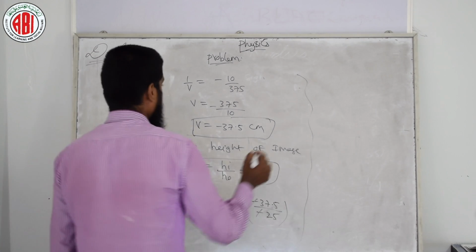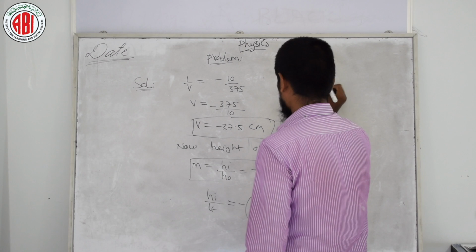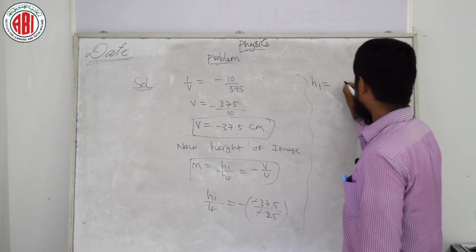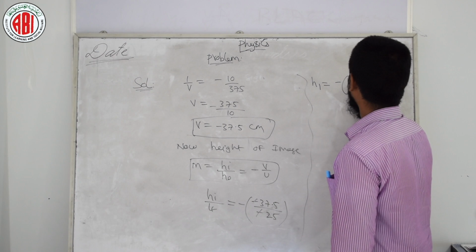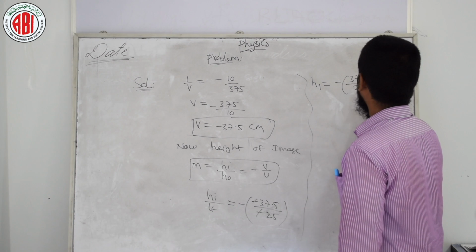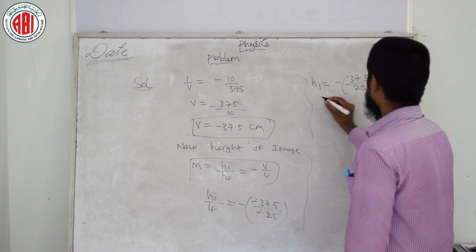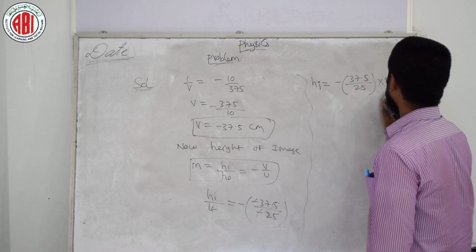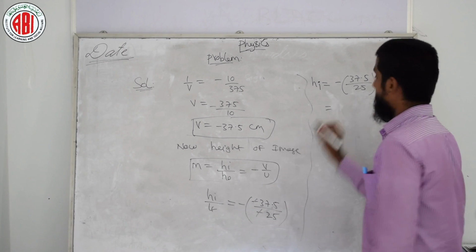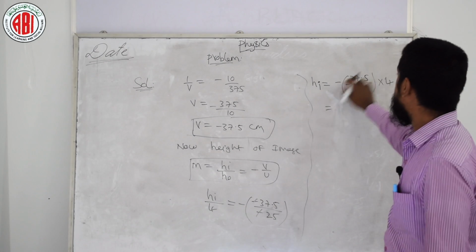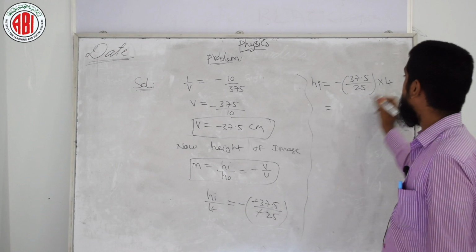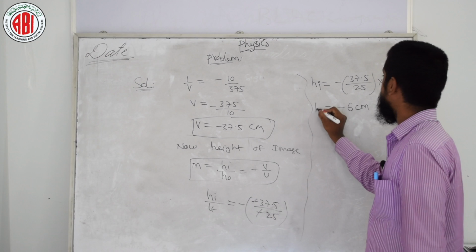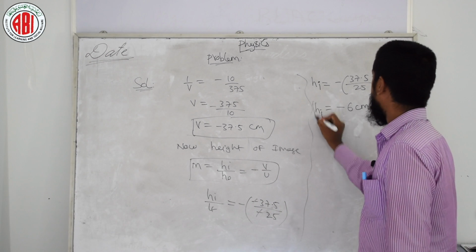Now I am writing here hi is equal to, look at the board all of you, hi is equal to minus 37.5 by 25 into 4, just cross multiply into 4. Here we can write after doing this. So hi is equal to this. Once we solve this, we will get the answer like minus 6. Okay, hi is equal to minus 6.